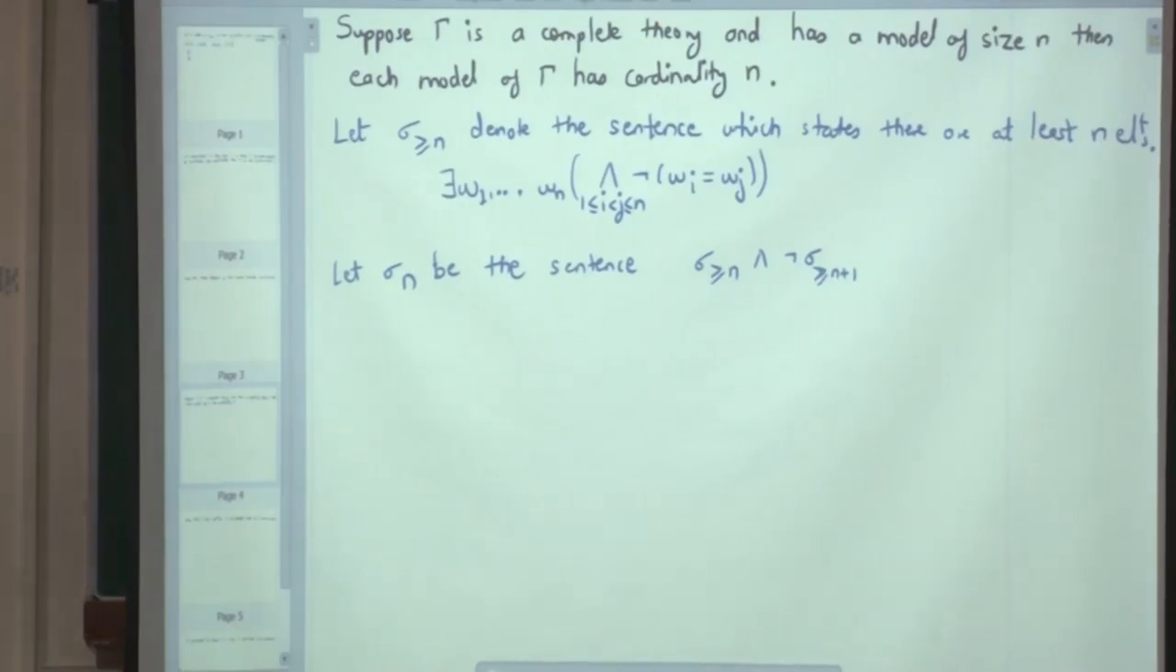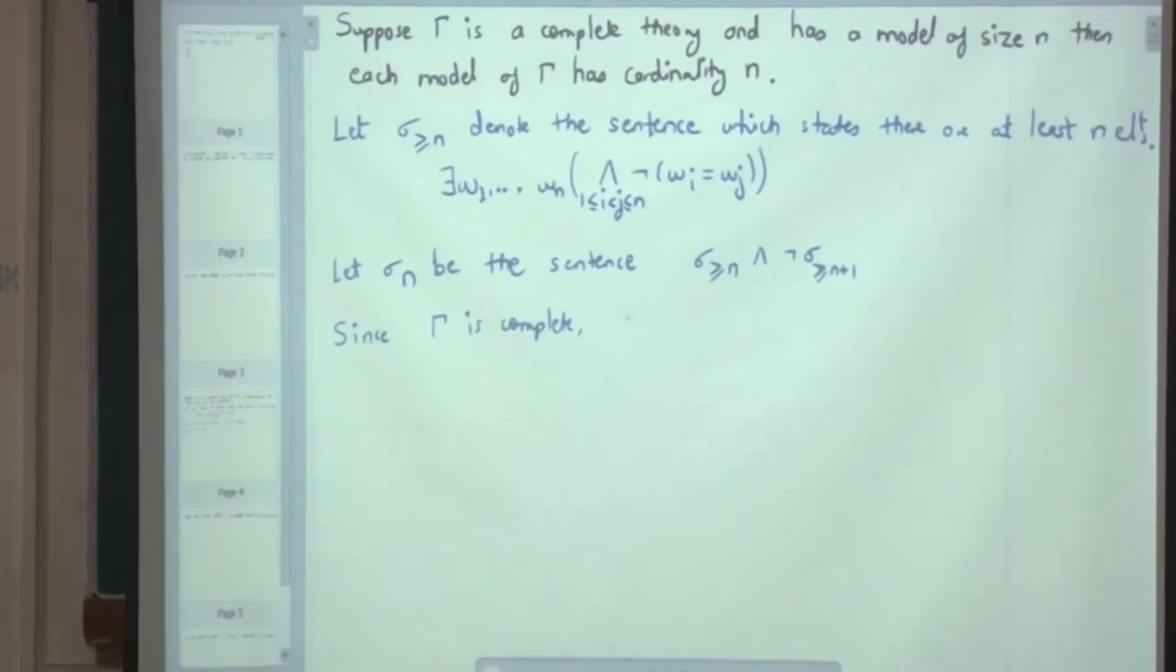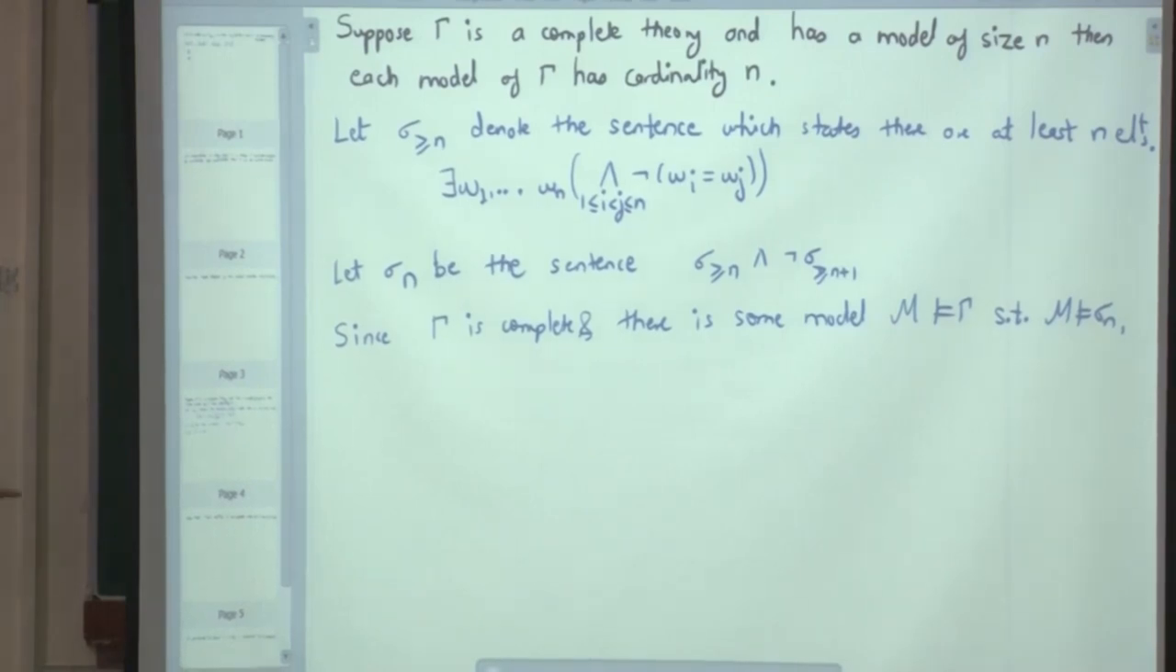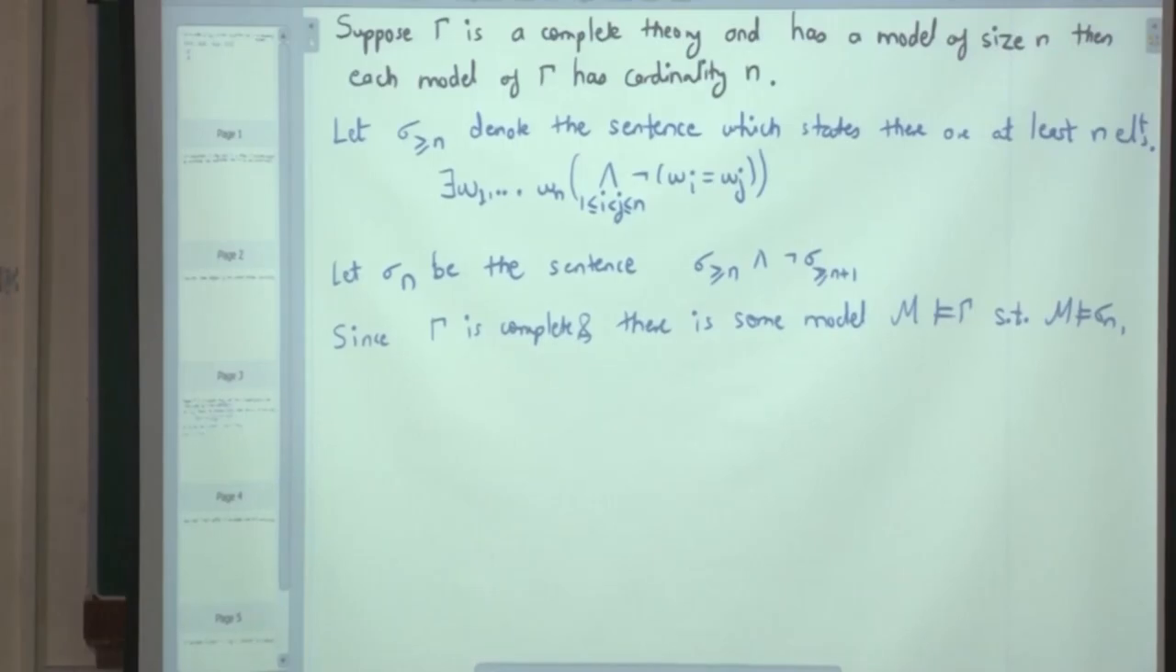Okay, once we have that, then since gamma is complete, what can we say? And there is some model M of gamma such that M satisfies sigma n, we must have. So this is a model. What did we say last time? That if you have a model of a complete theory, then what is the theory of that model? That is equal to the deductive closure of gamma.